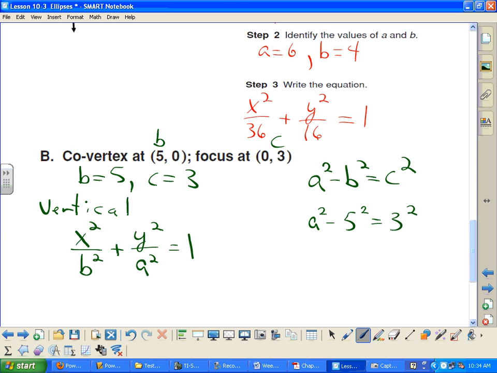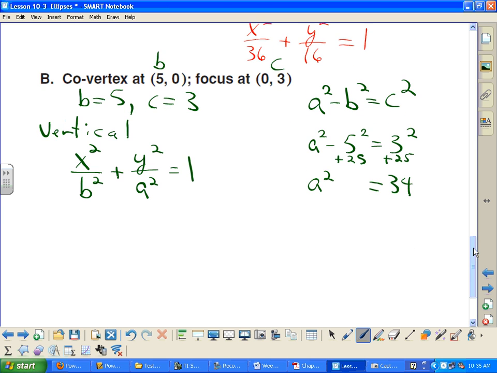And really, do I need to find A or do I only need to find A squared? Really, we only need to find A squared. If I was graphing it, I would need to know A. But since I'm not graphing it, I just need to know A squared. So A squared equals, I'm going to add 25 to both sides. And what's 9 plus 25? 34. So this equation will be x squared over, B is 5, so that's 25, plus y squared over A squared, which is 34, equals 1.